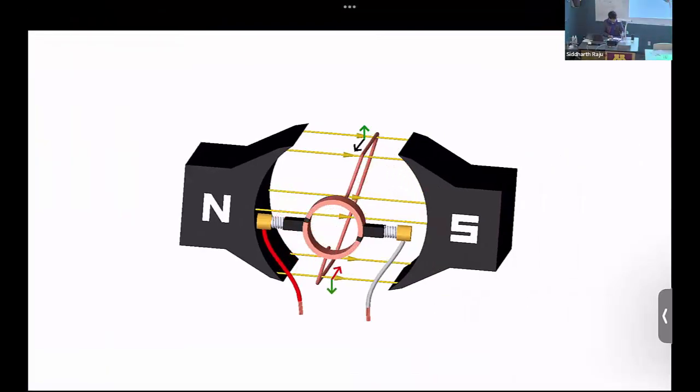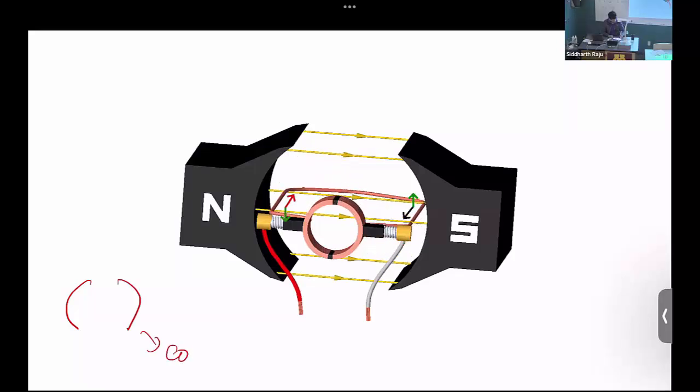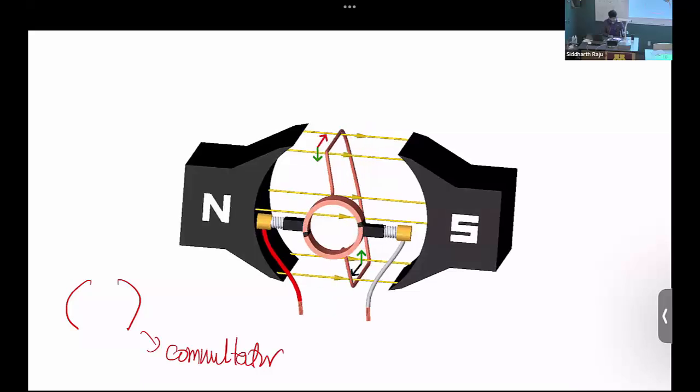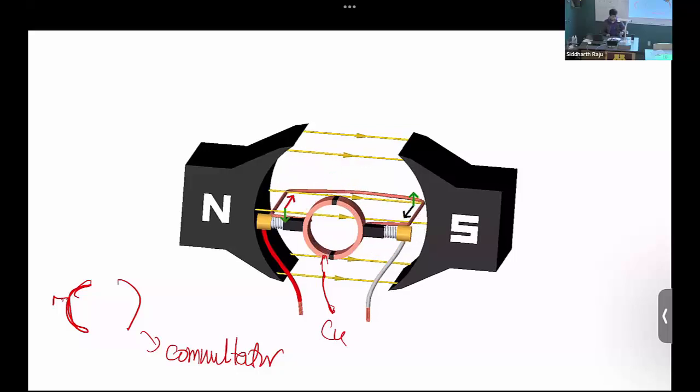So this commutator that we have, this section here. The way this works is, it's a mechanical contraption, a copper ring. The thing that you see here is copper. It's a copper ring that is attached, soldered onto this wire that we have here. So the rotor wires are attached to this copper ring.